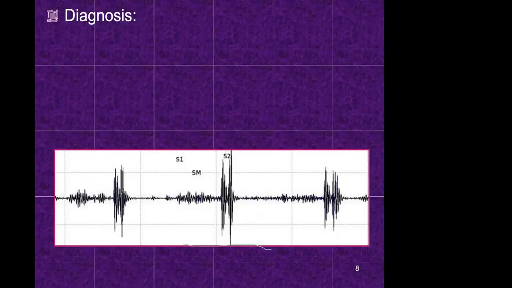So this is a phonocardiogram. What you notice over here is, is S1 normal or abnormal? S1 is normal. And in S2, you notice something special.